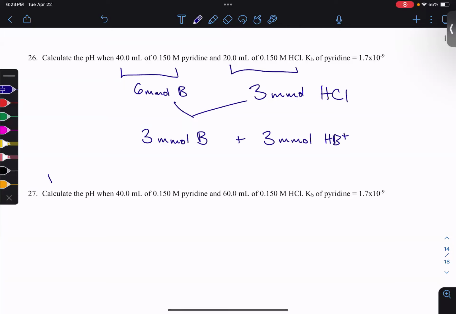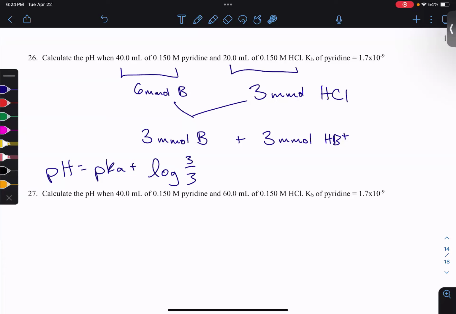So when we do the Henderson-Hasselbalch, pH equals pKa plus log base over acid, what's my ratio? It's 1, so 3 over 3. So it is not 6 over 3. If you do 6 over 3, you just chose whatever base and whatever acid you wanted, all right? You have to actually do the neutralization if a strong acid or strong base is present.